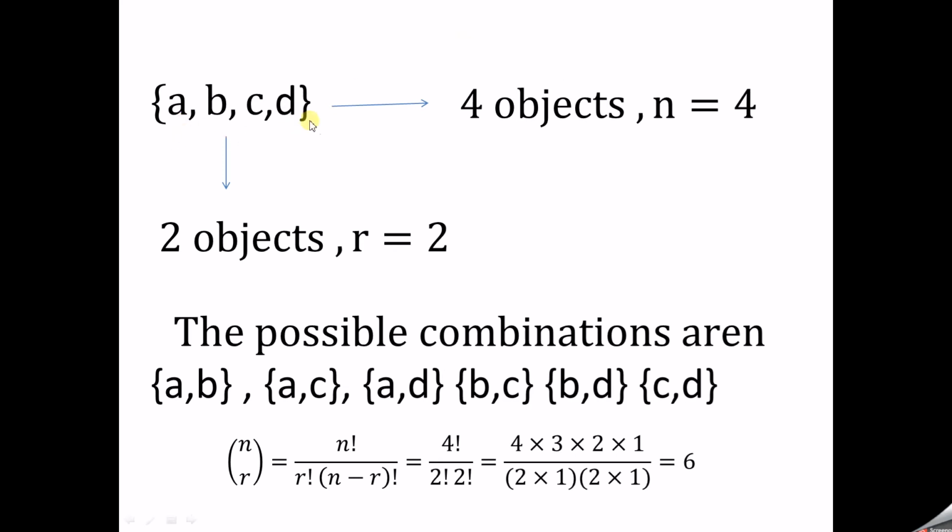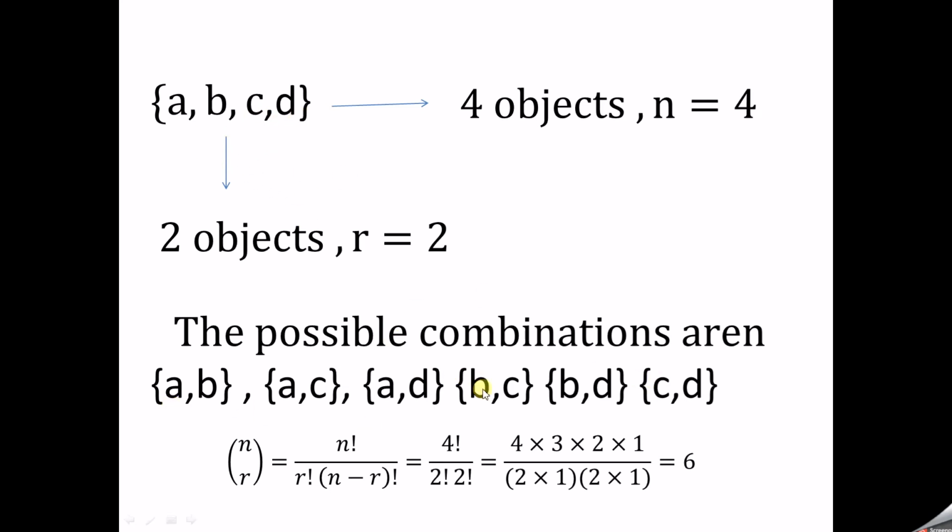Here A, B, C, D, four objects are given, n equal to 4, and we are interested in selecting two objects from this set of four objects. So n is 4 and we are selecting two objects, so r is equal to 2. Then what are the possible combinations when we are selecting two objects from this 4? What are the possible combinations? AB, you can select AB, two objects, or AC, or AD, or BC, or BD, or CD.